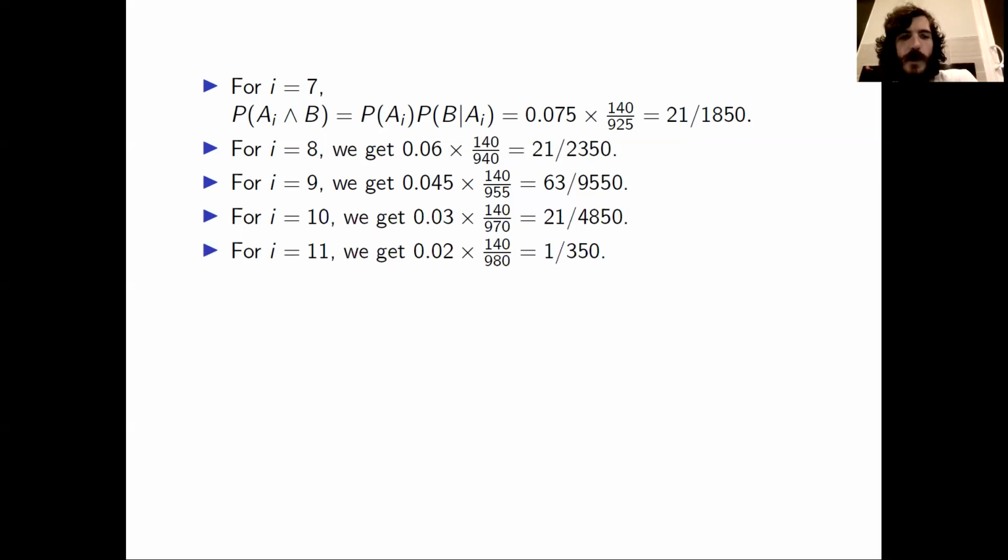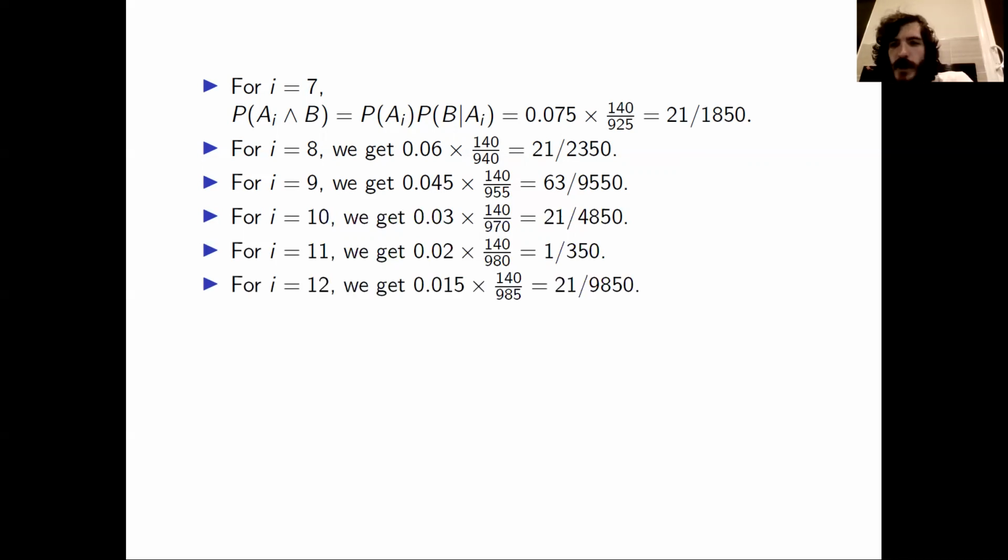So we have a few more. I equals 11. The 11th worst ranked team had 20 combinations. So the probability they got the first pick was 20 over 1,000, which is 0.02. And the probability of the worst ranked team getting the second pick, if the 11th worst ranked team got the first pick, is given by 140 divided by 980. And that 980 comes from 1,000 minus 20. And we simplify that to 1 over 350.